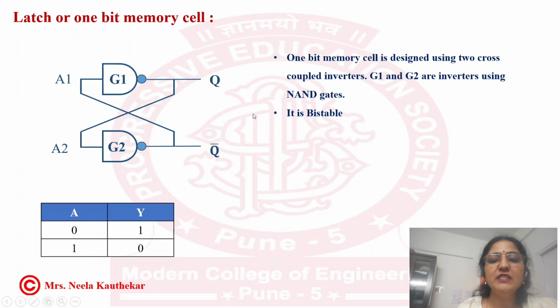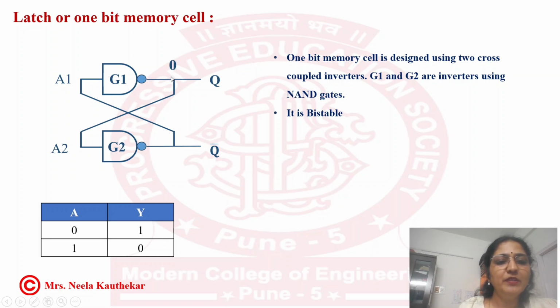This circuit is a bistable circuit. Bistable means it has two stable states, either 0 or 1. Let's assume that as soon as you turn on the power supply, you get the 0 stable state, that is, Q has the value 0.